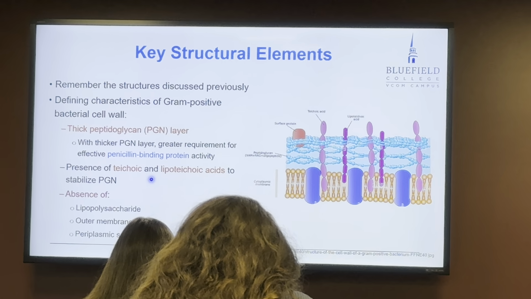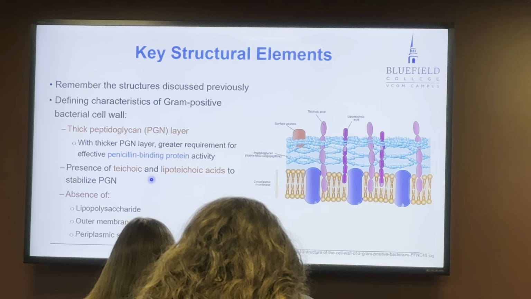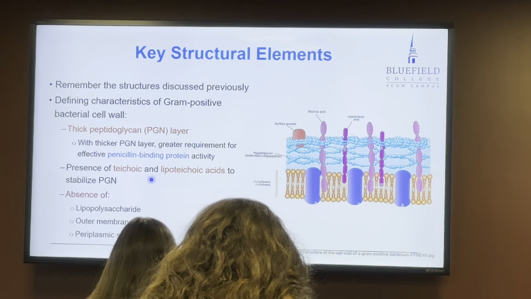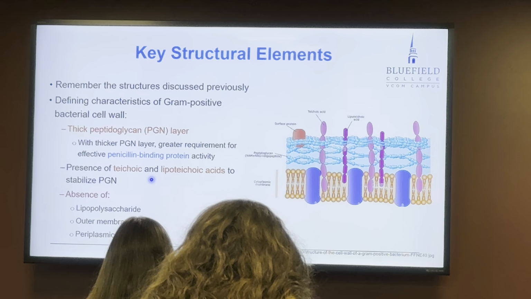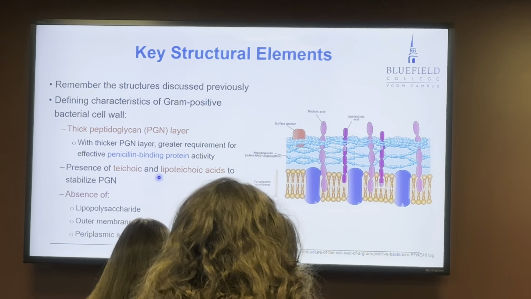The analogy I used, the cinder blocks, the bricks, that is your peptidoglycan. The mortar between that holds it together are the teichoic and lipoteichoic acids. So your gram-negatives, remember, will have a very thin layer of peptidoglycan, but they don't need the teichoic or lipoteichoic acids. There's just not enough there. They don't need that stabilization.